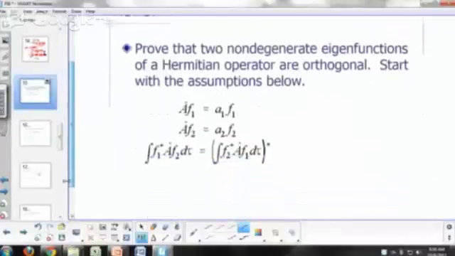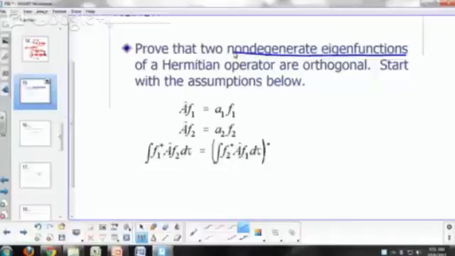Here's a quick review. If you have two non-degenerate eigenfunctions of a Hermitian operator, you can prove that they're orthogonal. Actually, we already did this proof before, and this is just a review. Let's say f1 and f2 are non-degenerate eigenfunctions. What do we mean by non-degenerate eigenfunctions? Non-degenerate means they have different eigenvalues, right?